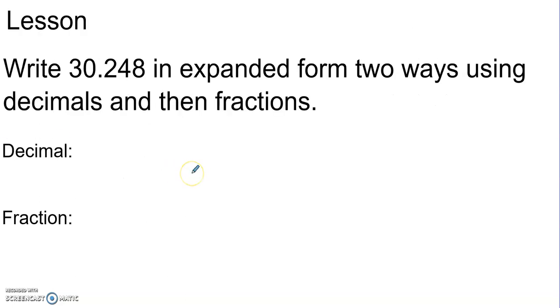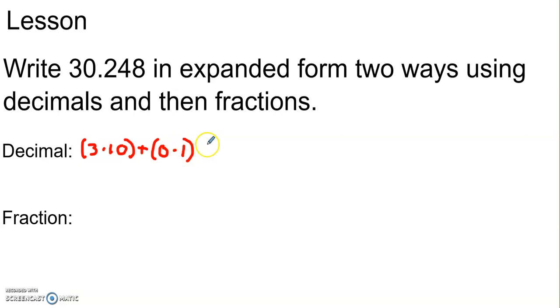So here it says write 30 and 248 thousandths in expanded form 2 ways, using decimals and then fractions. So remember, when we're writing this, we are doing this by place value. So we're taking each digit. The 3 is in the tens place, so I'm going to do 3 times 10. And I'm putting that in parentheses because they need to be done together. Then I'm going to add the next digit. The next digit is a 0. That's in the ones place, so it'll be 0 times 1.